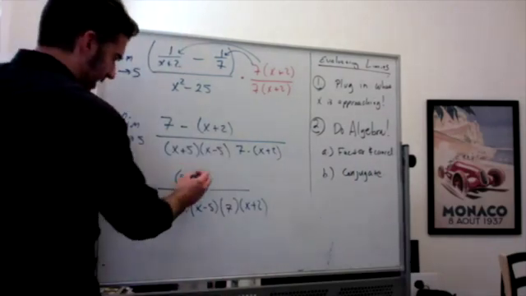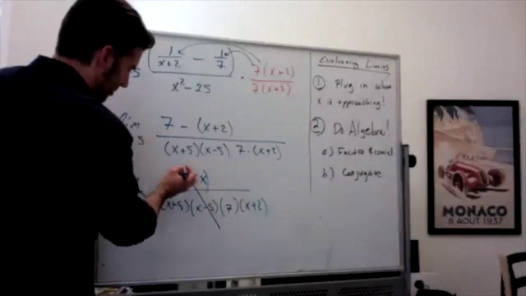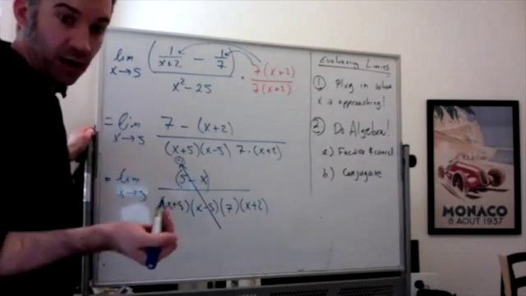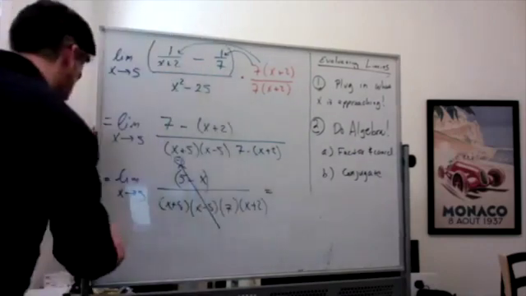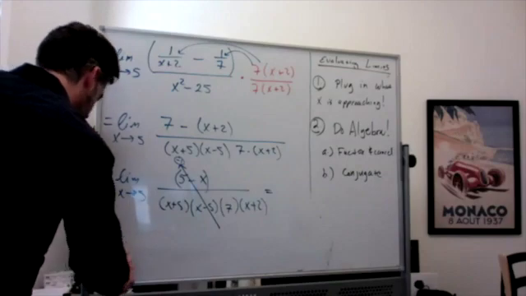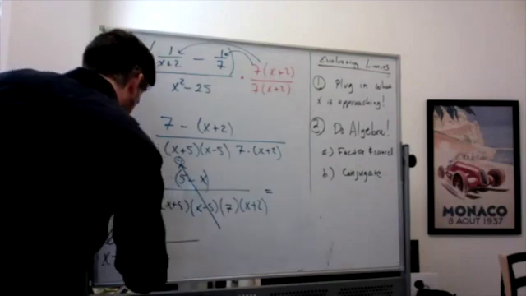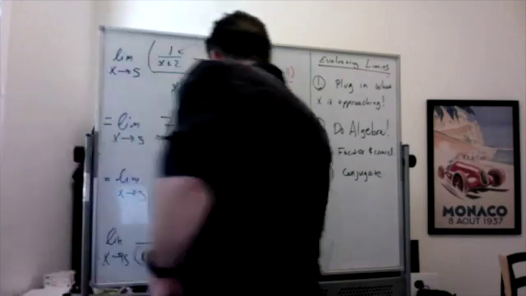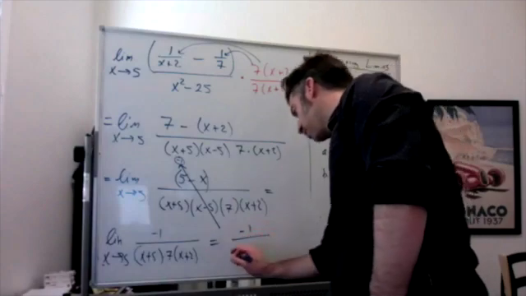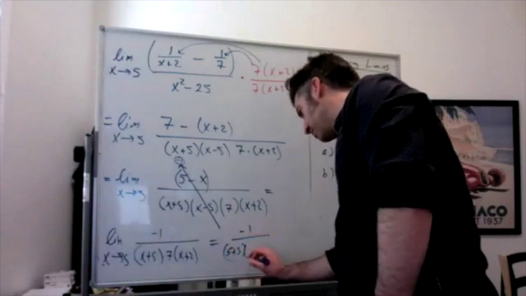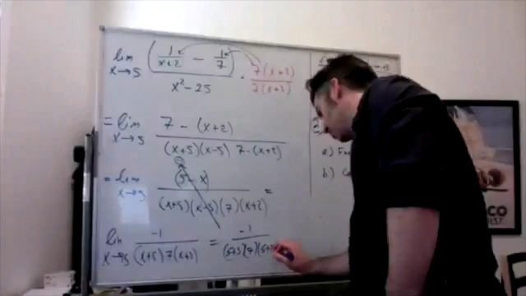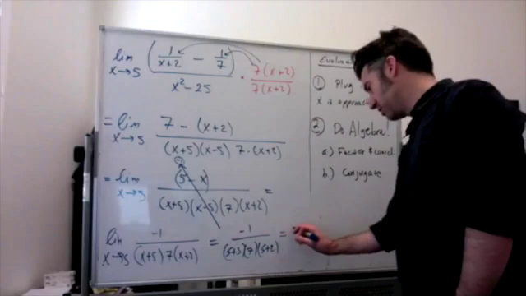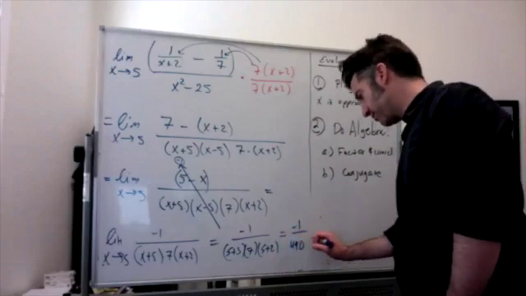And then the 5 minus x and the x minus 5 cancel out and leave behind a minus 1, since they're subtraction in the opposite order. And now I've got the limit as x approaches 5 of minus 1 over x plus 5 times 7 times x plus 2, which ends up being negative 1 over 5 plus 5 times 7 times 5 plus 2, which is 10 times 7 times 7, which is 10 times 49, which is 490. So negative 1 over 490.